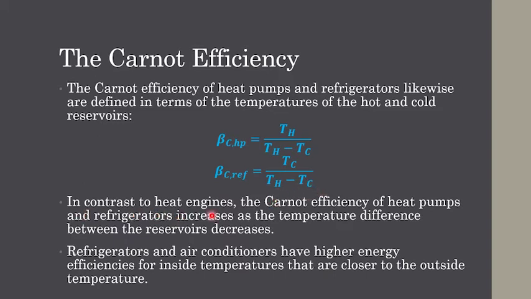In contrast to heat engines, the Carnot efficiency of heat pumps and refrigerators increases as the temperature difference between the reservoirs decreases. This should make sense because the efficiency of your air conditioner will be higher if your temperature setting is close to the outside temperature, in theory. And the same is true for refrigerators. However, if we do that, we are defeating the purpose of air conditioning and refrigeration. Let's say, for example, if the outside temperature is already 20 degrees Celsius, I don't think you will be using your air conditioning system to keep the room temperature at 19 degrees Celsius just to have a high efficiency.